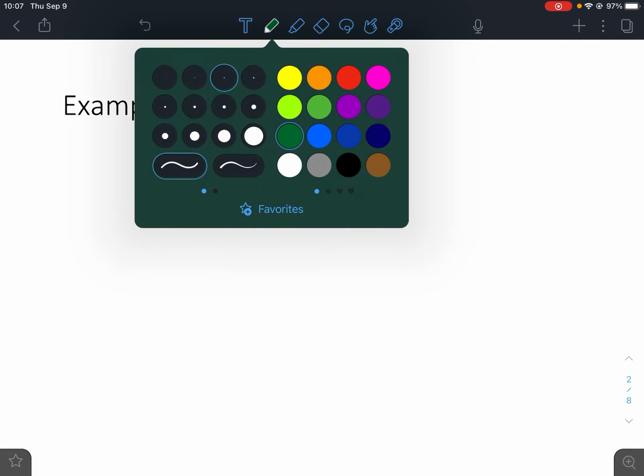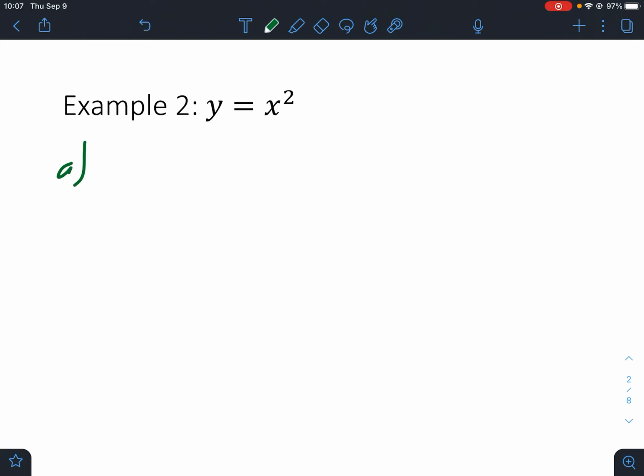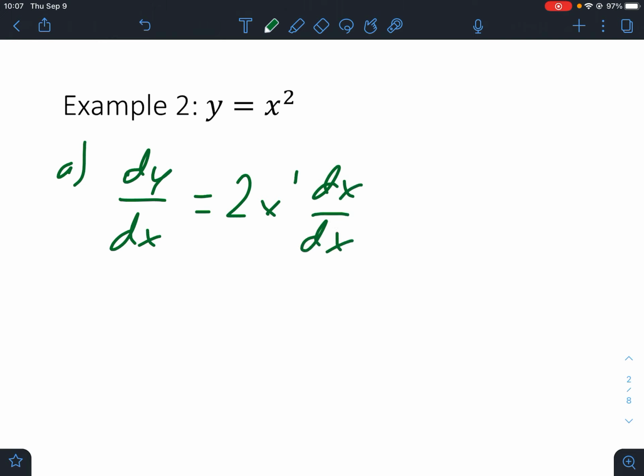So first, with respect to x, the derivative of y will be 1 dy/dx. The derivative of x squared using our power rule here is going to be 2x to the first dx/dx. But we don't need to write the dx/dx since it's 1, so it's just 2x.